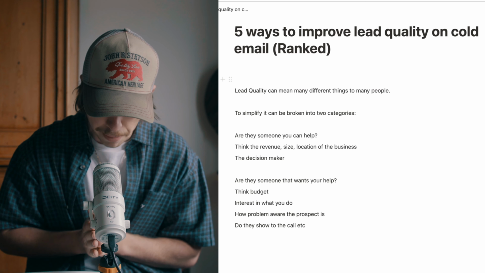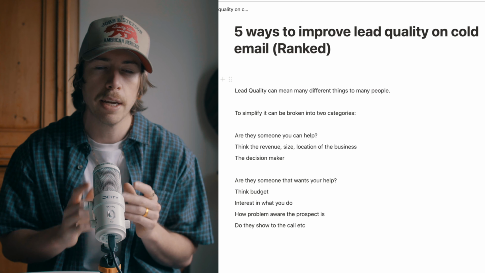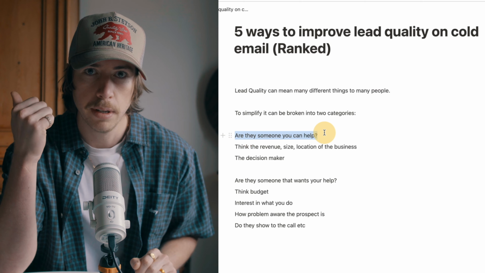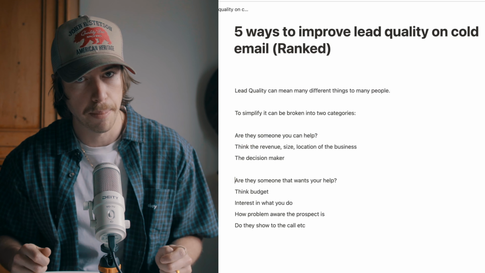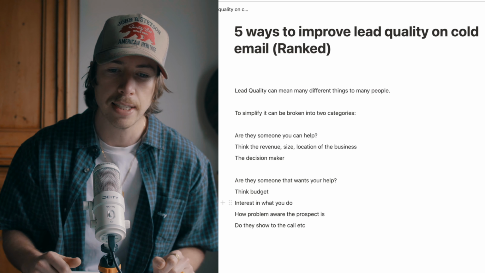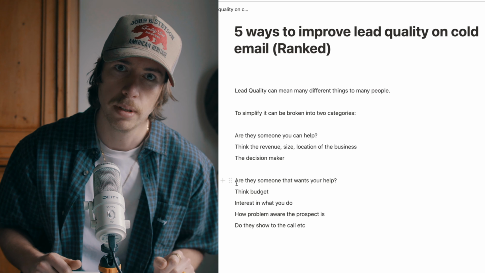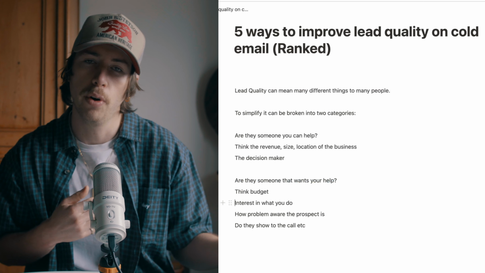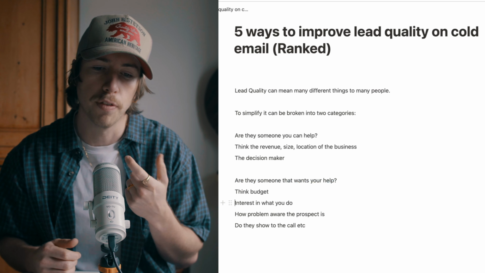So to simplify, lead quality can be broken into 2 key categories. Are they someone you can help? Meaning, if they were willing to spend their money with you, would you bring on that client? Okay? And are they someone that wants your help? Okay? So, yes, there's someone that you could help, but they don't want your help. Okay? So, how do you tick both of those boxes?